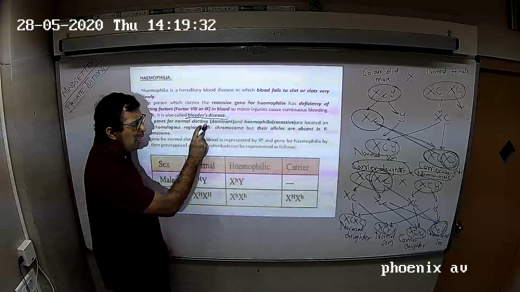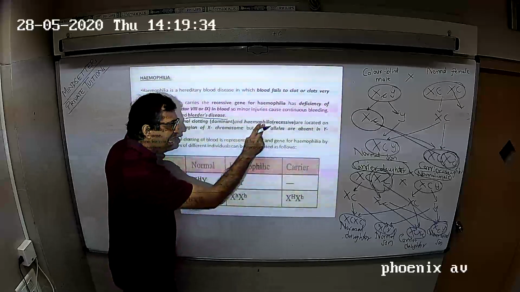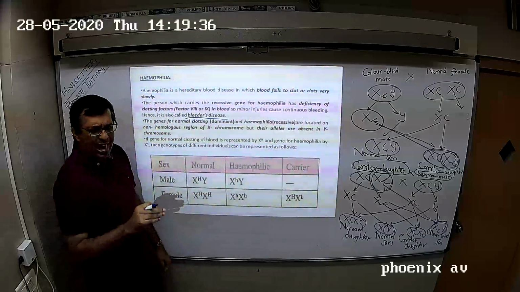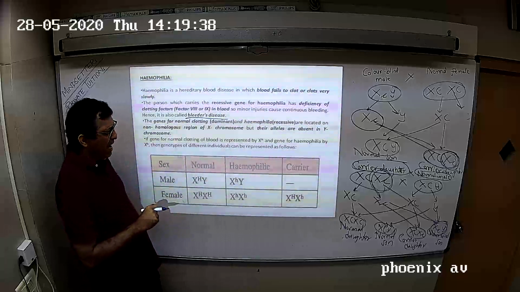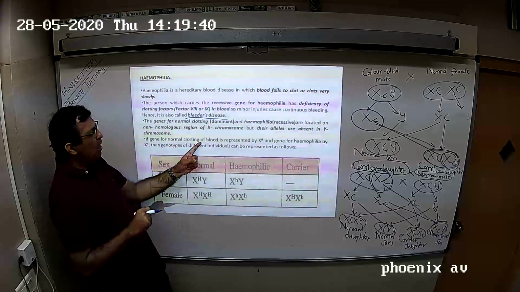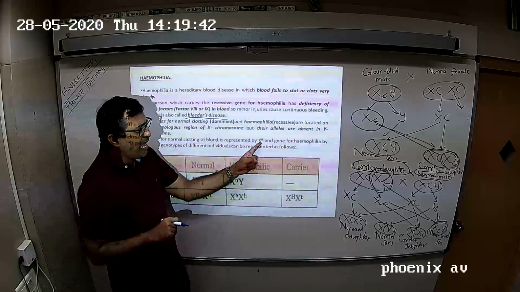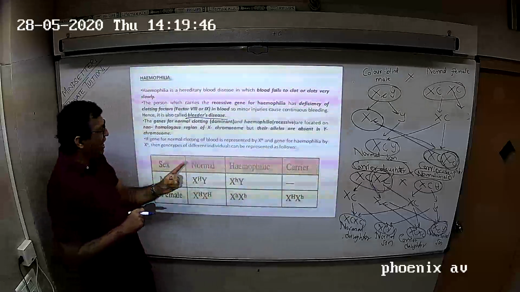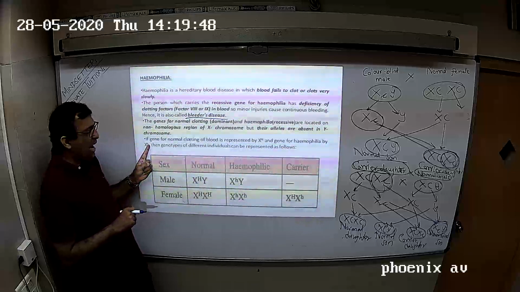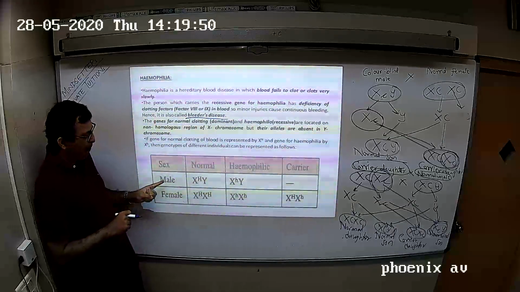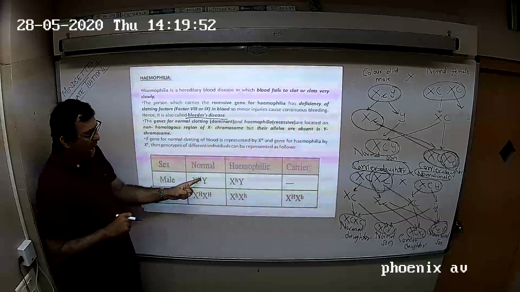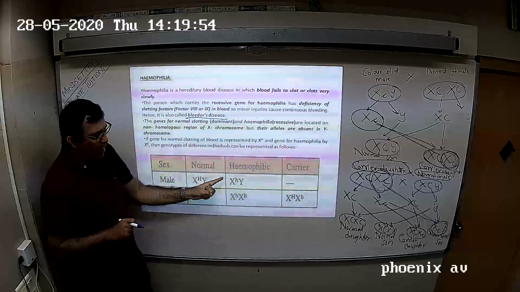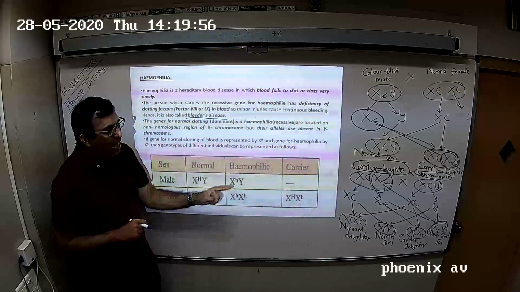Gene for normal clotting is dominant and hemophilic is recessive. Exactly like color blindness, so समझो normal clotting of blood is represented by X capital H, and gene for hemophilia is by X small h. Then what will be happening? Male X capital H Y will be normal, X small h Y will be hemophilic.